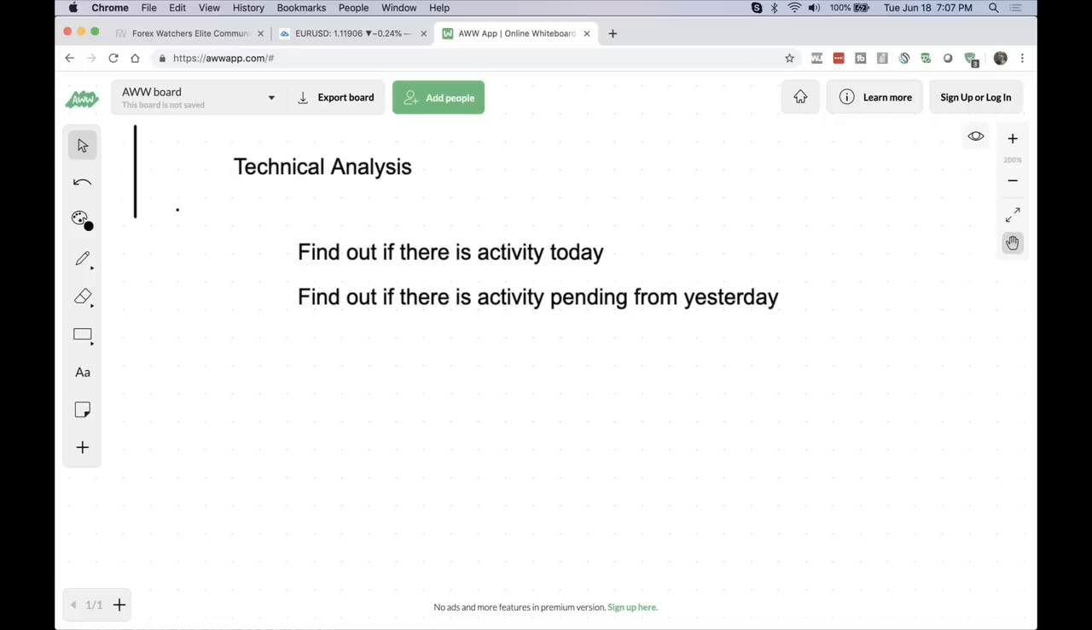So find out if there's activity pending from yesterday. You want to keep on top of these things. And then we're going to go into the nitty-gritty stuff, the stuff that you want to see. That's why you're here, and we want to go deeper into that. So we're going to start with situation number one, momentum. Let me write this down. We're going to go with the next piece, which is momentum. Let me write it here.